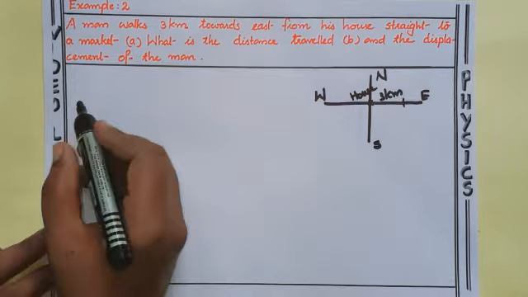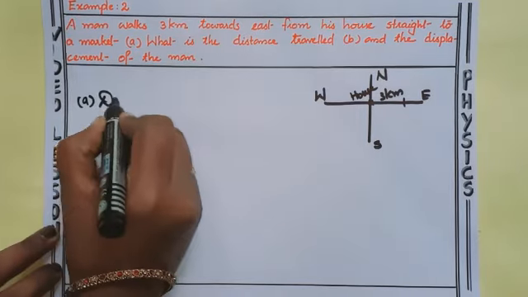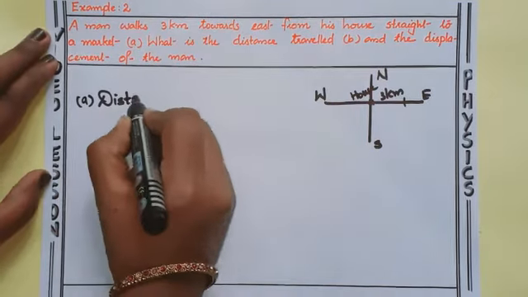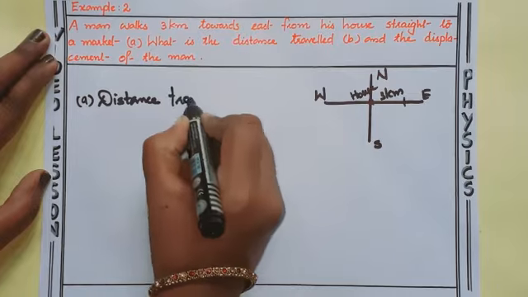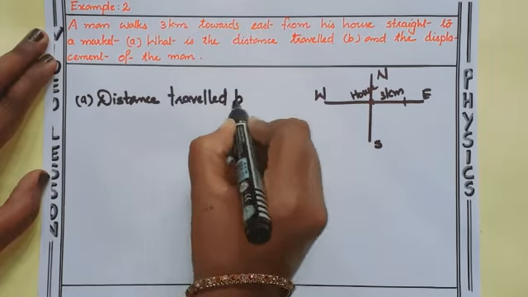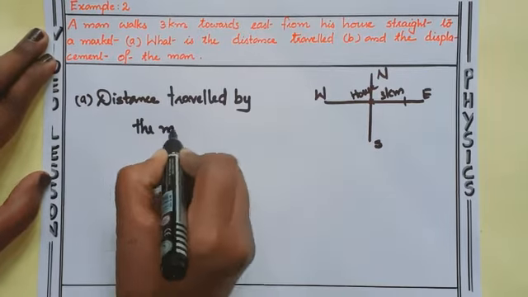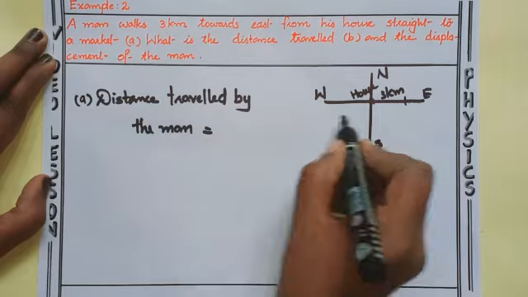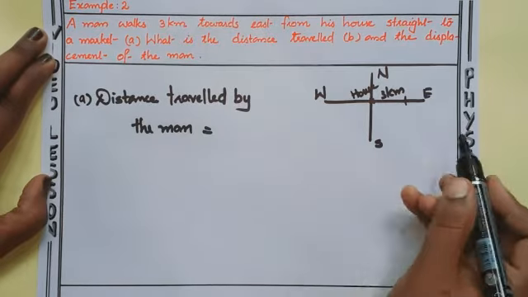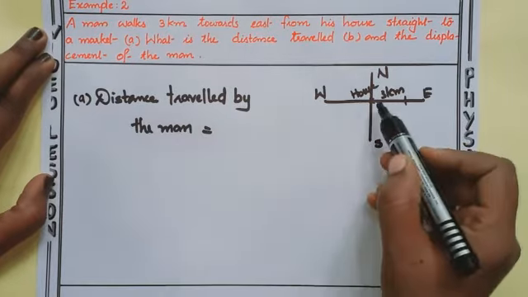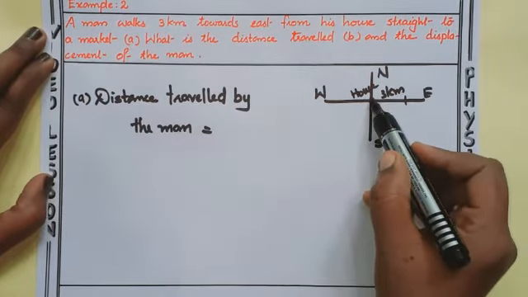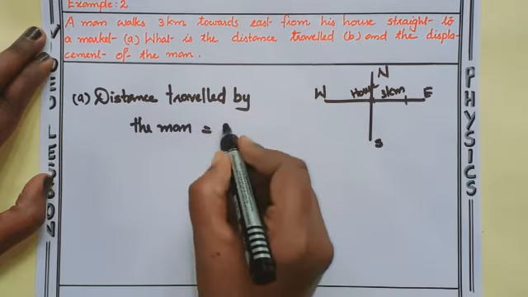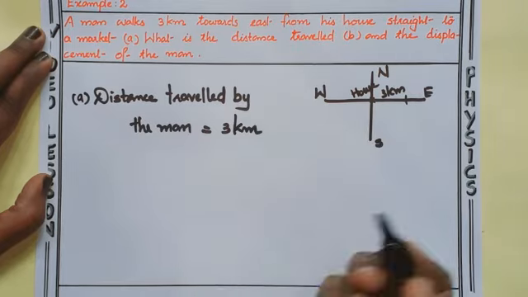First, the distance traveled by the man is equal to only 3 kilometers. It does not depend on the direction. He starts his journey from the house to the market, that is 3 kilometers. We can directly say that it is 3 kilometers.